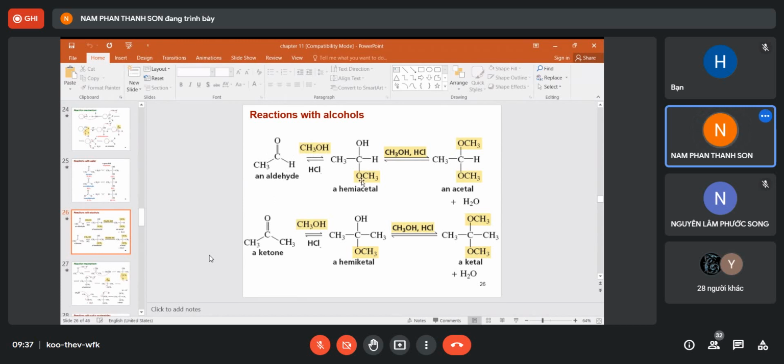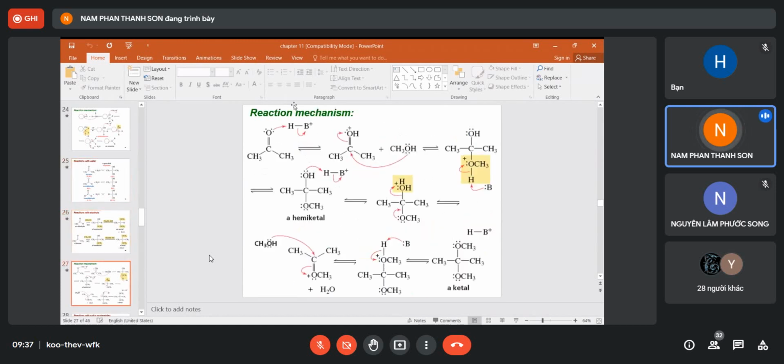If we don't use acid catalyst, the reaction occurs slowly. If we add acid catalyst, the proton adds to the negative oxygen, making this carbon become more positive. So it's easier for the negative oxygen of the alcohol to attack the positive carbon. So when we have acid catalyst, the reaction proceeds faster.